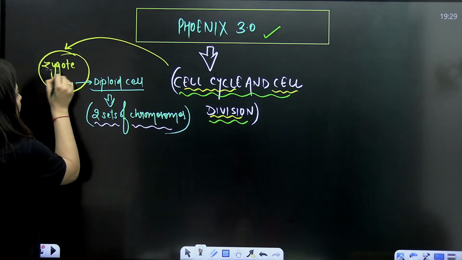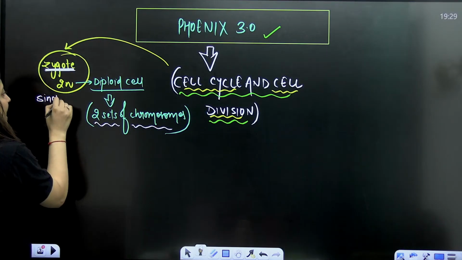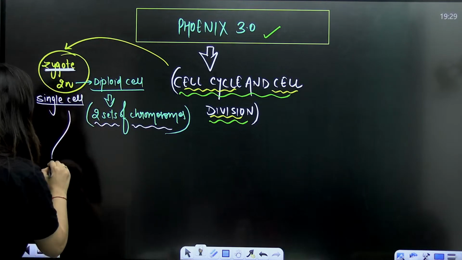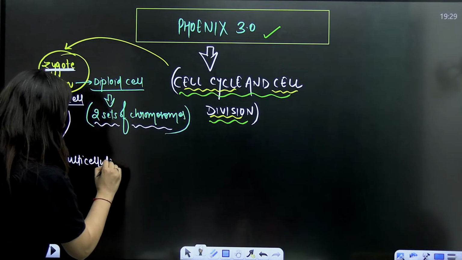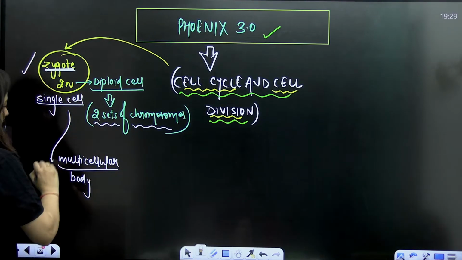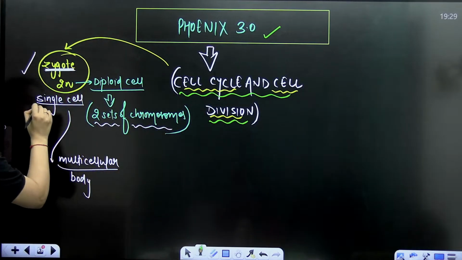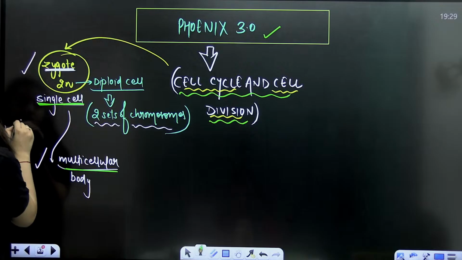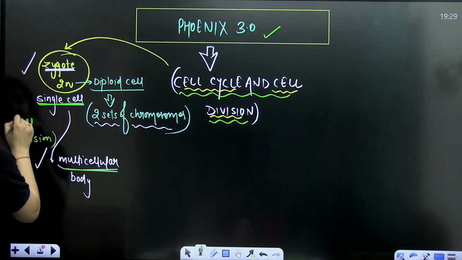Now, our life arises from this single cell, the zygote. From the single cell, a multicellular body will form. I'm talking about the humans right now. So how is it possible that a single cell will give rise to a multicellular body? Of course, the answer here is in the cell division.